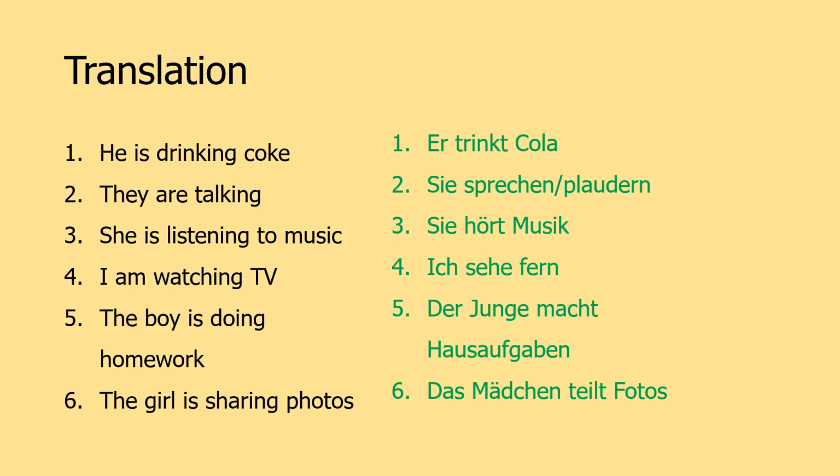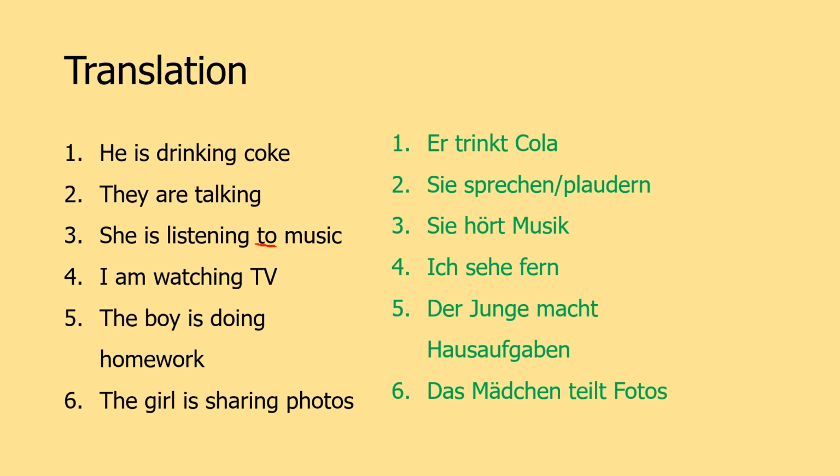Okay, so here we've got the correct translations for these phrases. So we've got he's drinking Coke, trinkt Cola, they are talking, sie sprechen, or you can use sie plaudern. She is listening to music, sie hört Musik. So we don't have this to there, we don't need that in German. You just say she listens music. Again, really straight to the point, even though it sounds a bit funny to us. I am watching TV, ich sehe fern.